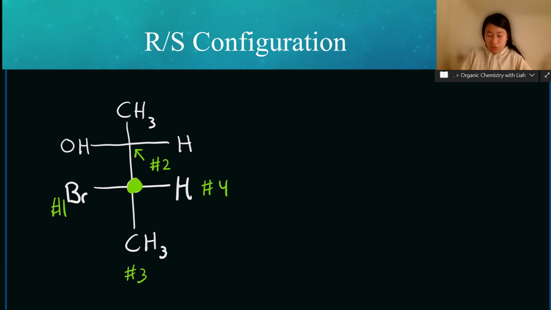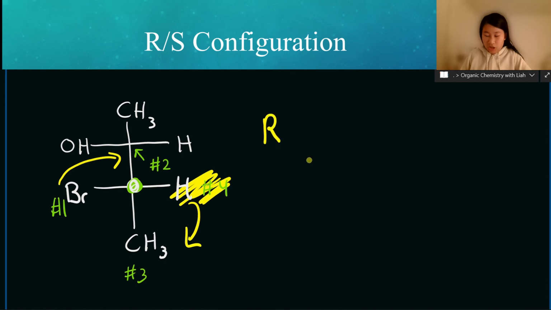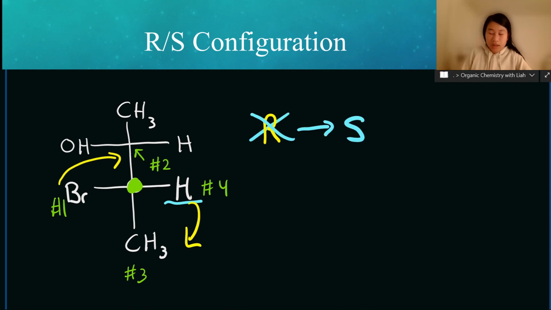Now what we're going to do when we count the numbers in the Fischer projection is to ignore the hydrogen. So we're going to again count from lowest to highest. It is a clockwise rotation, meaning that this configuration is R. What we're going to do for Fischer projections is that if the hydrogen is on a horizontal line, as it is in this example, we're going to reverse the configuration from R to S. If the hydrogen was on the vertical line, here or here, then we could have kept the configuration as R.